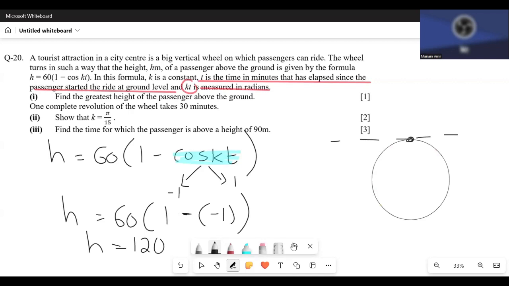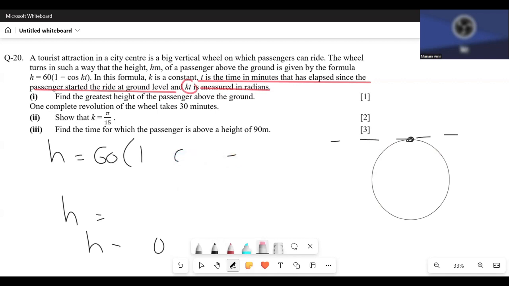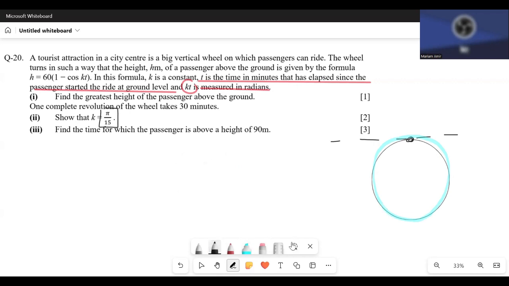Okay. Next part says that one complete revolution of the wheel takes 30 minutes. So it takes 30 minutes for a passenger to start from here, go all the way up, and then all the way down. Show that k is equal to pi over 15.